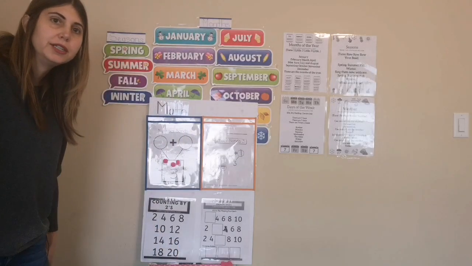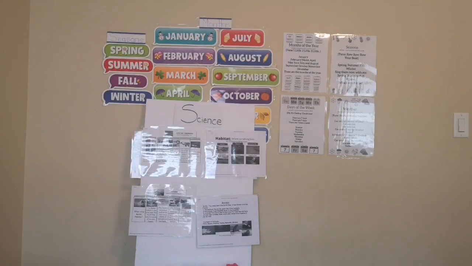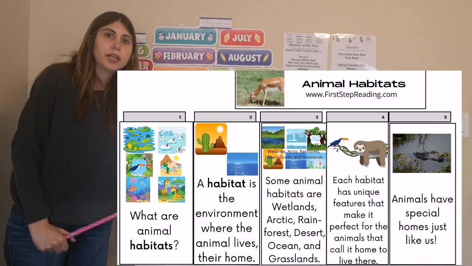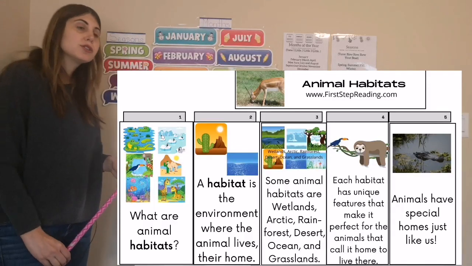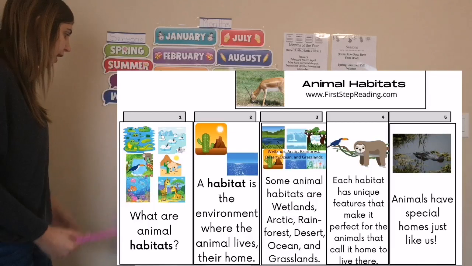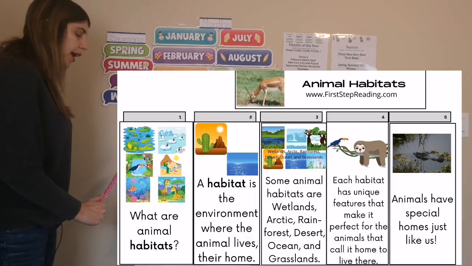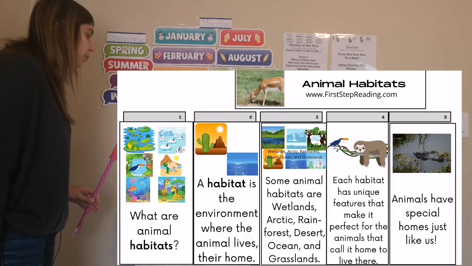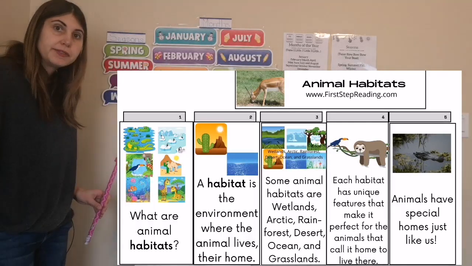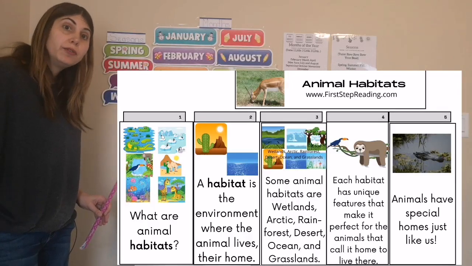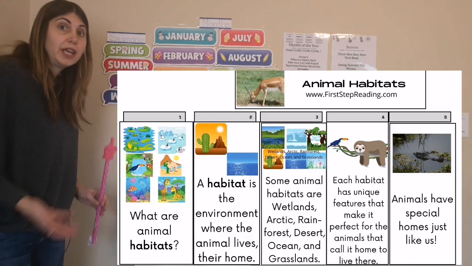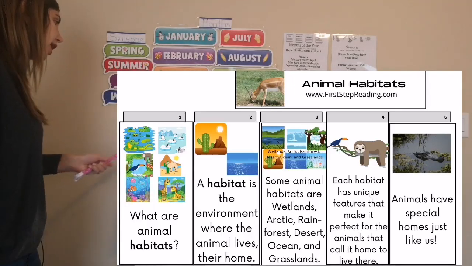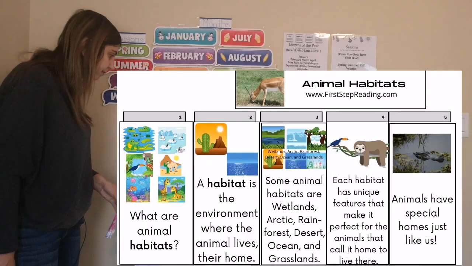Now we're going to move on to science. For science, we're talking about habitats. So let's read a story about habitats. What are animal habitats? A habitat is the environment where the animal lives, their home. What kind of environment? Where do fish live? They live in a water environment, right? So what is their habitat? What environment do they live in?